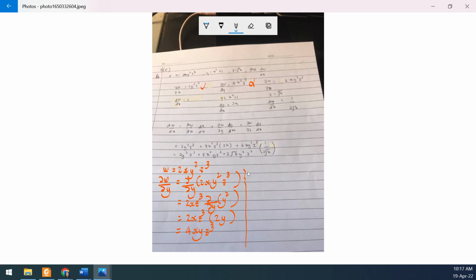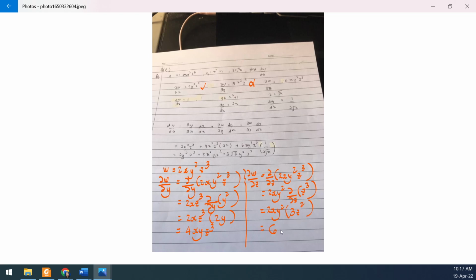Let me check ∂w/∂z. So it's ∂/∂z of 2xy squared z cubed. For ∂w/∂z, x and y are constant, so you factor out 2xy squared, and then you take ∂/∂z of z cubed. So you have 2xy squared, and ∂/∂z of z cubed is 3z squared. So the total is 6xy squared z squared. See, 6xy squared z squared, this one.